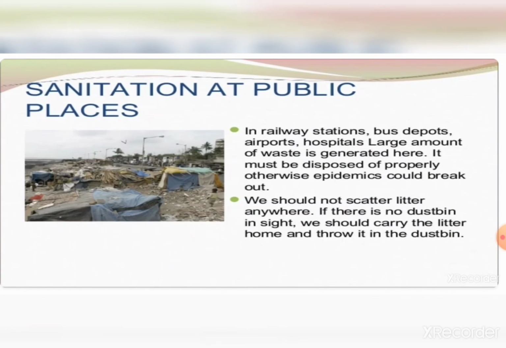Sanitation at public places. In railway stations, bus depots, airports, hospitals, large amount of waste is generated. It must be disposed of properly, otherwise epidemics could break out. We should not scatter litter anywhere. If there is no dustbin inside, we should carry the litter home and throw it in the dustbin.